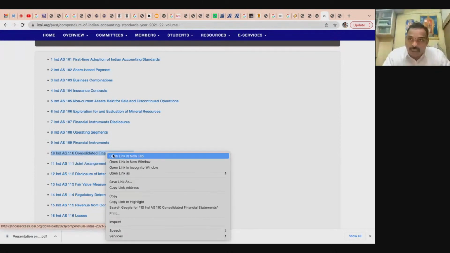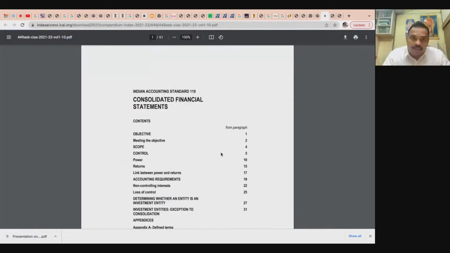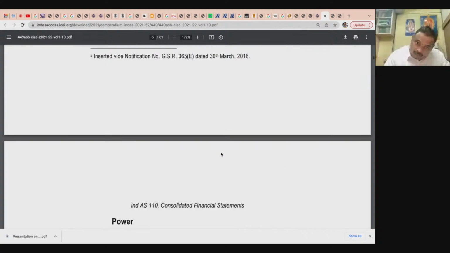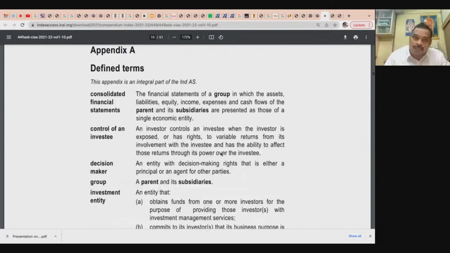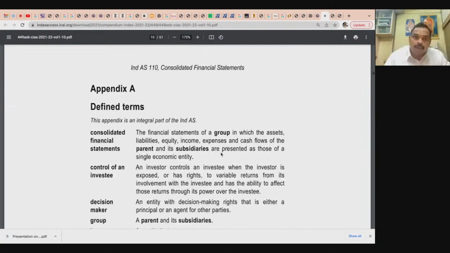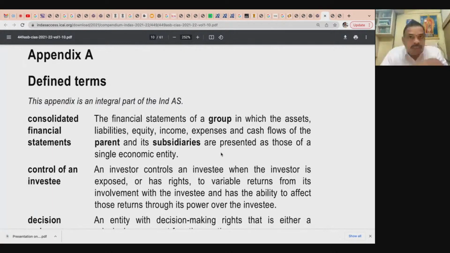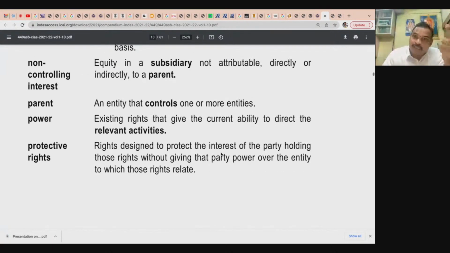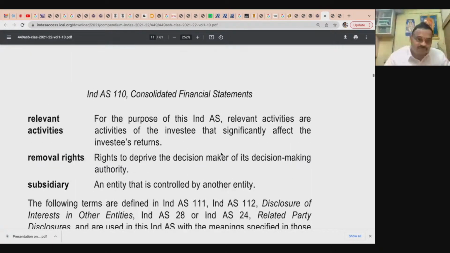This is 110. 110 is the consolidated financial statements standard. Now here, let me take you to the appendix. Look, this is your appendix. I told you there is no terminology called subsidiary company, but there is a terminology called subsidiary. Only subsidiary is there.